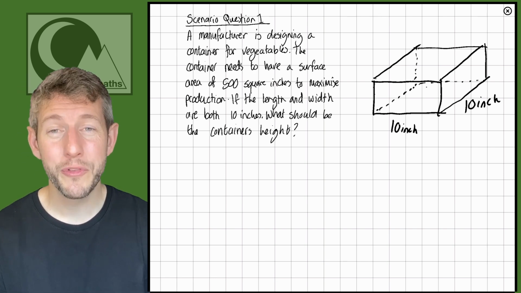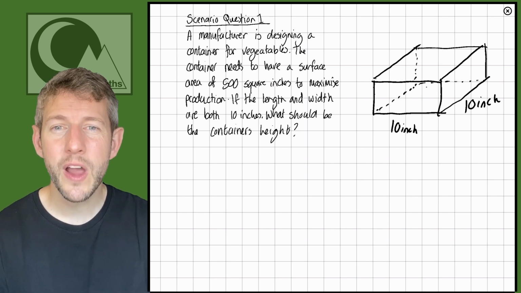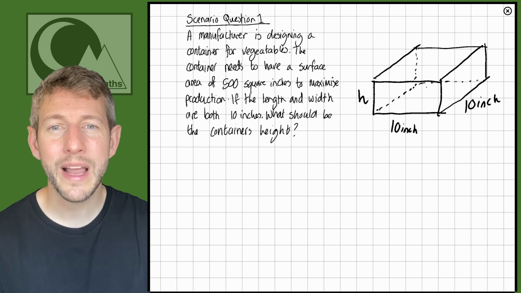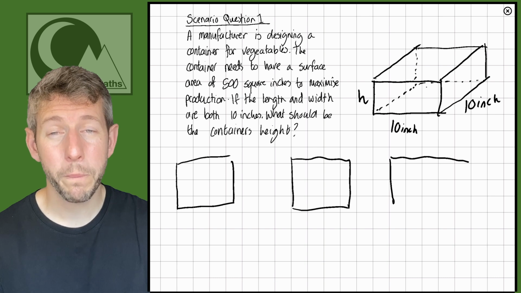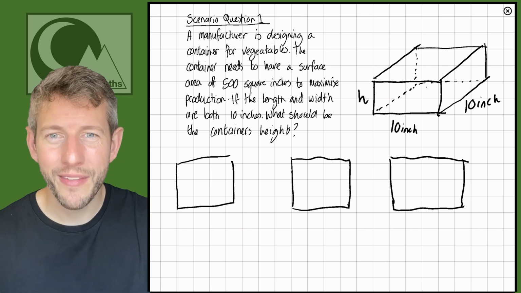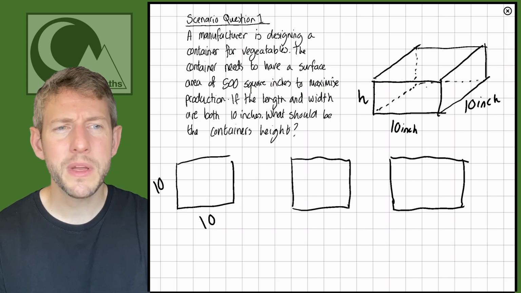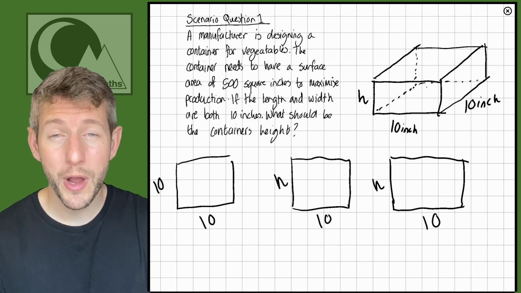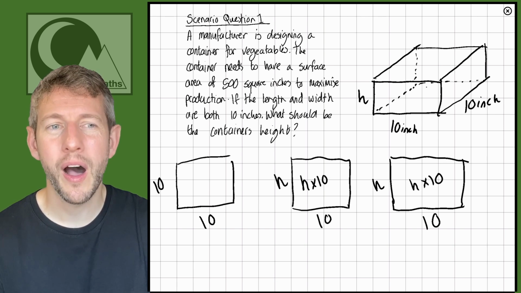So here we go. We've got our cuboid and we know that its length and width are 10 and we don't know the height. That's fine. I'm just going to put an H there to hold that place. Now let's think about this shape. We've got 3 rectangles. We've got rectangle 1, which I'm going to say is the 10 by 10. And then we've got 2 more rectangles, which are both going to be height times 10. So we've got height times 10 here, and height times 10 here.